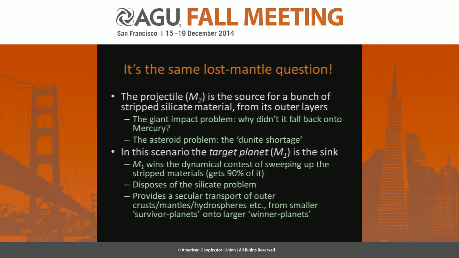Mars and Mercury are about 1/10 of the planet-forming mass in the terrestrial planet region. And so you dispose of the material by accreting it onto the bigger objects. Where's the mantle of Mercury? It's on Venus or on the Earth.